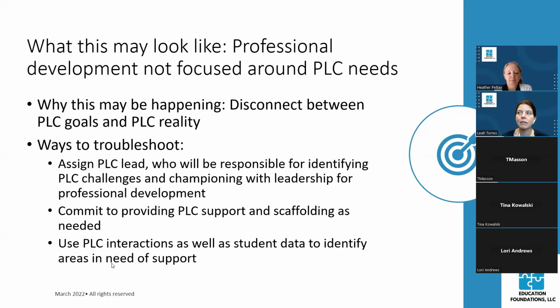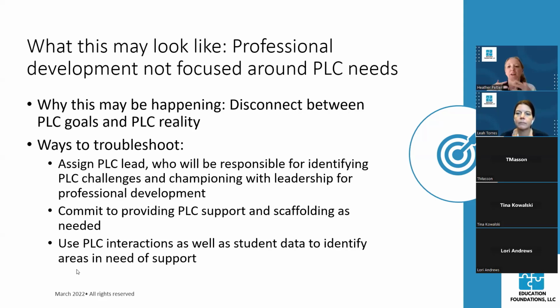But this is something that a coach or an administrator really needs to have a conversation with somebody in that PLC, or a conversation with that entire PLC, to really be able to understand the needs of that grade level or that department. Otherwise, it can be a place where the coach comes in and isn't scaffolding to the PLC, and then the PLC just gets more and more frustrated, and then they don't want to work together and they don't really know what to do next.